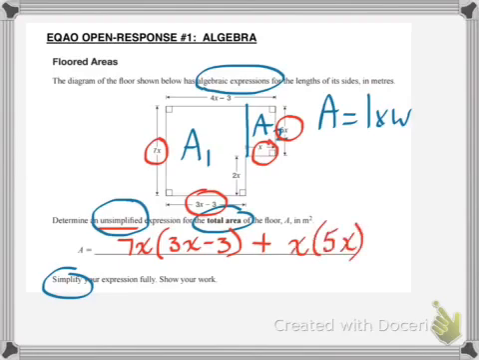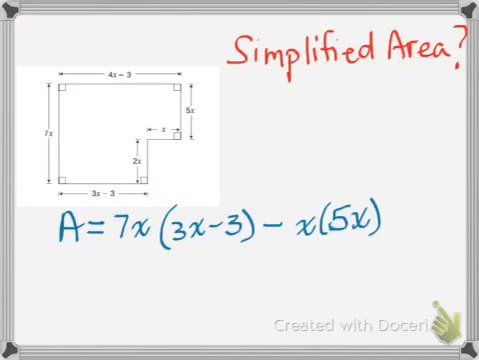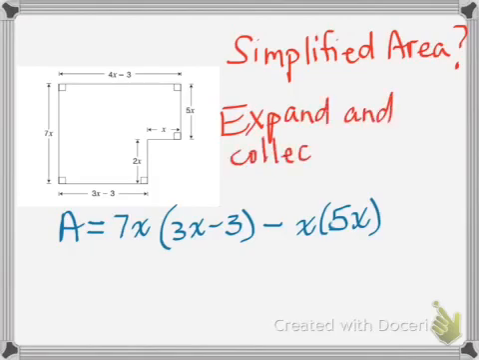So that's the first part of the problem, to be able to come up with an unsimplified expression for the total area of the rectangle. On this slide, I'm going to show you how to simplify that expression. You need to expand and collect like terms. To expand, you have to recall the distributive property, which means that you're taking the outside term and you're going to multiply it through one at a time.